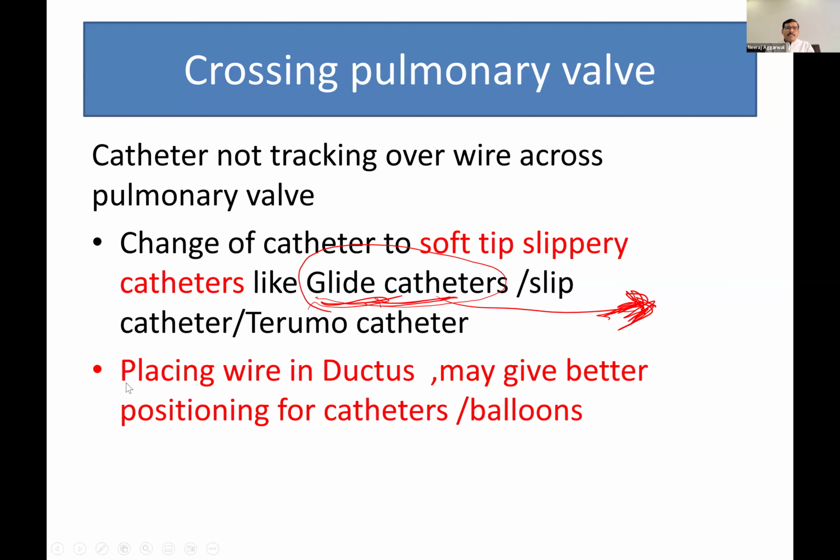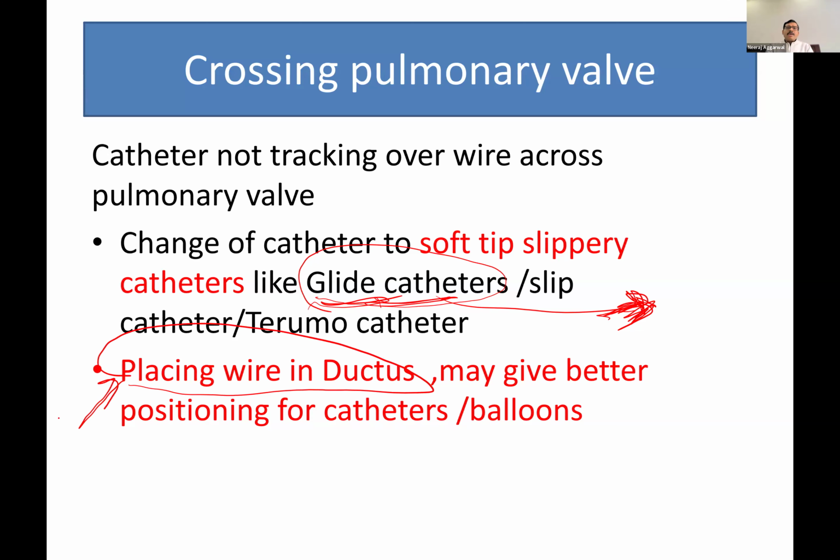Second thing, sometimes placing the wire in the ductus, because the ductus is open in most of the cases, may give better position for catheters and balloons. I will elaborate on this more. I use it very commonly, actually. We try to place the wire in the ductus.